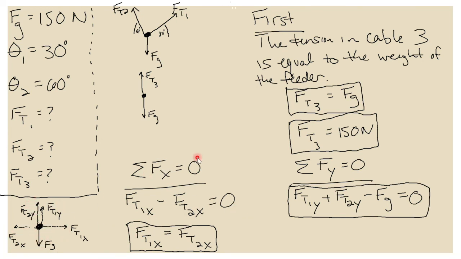The sum of the forces in the x direction is 0, so in an orientation like this, that means the tensions in the x direction have to be equal. In the y direction, the sum of the forces in the y direction is 0, so that means all of the y components going up have to be canceled out by the weight. And so we have Ft1y plus Ft2y minus Fg equals 0.